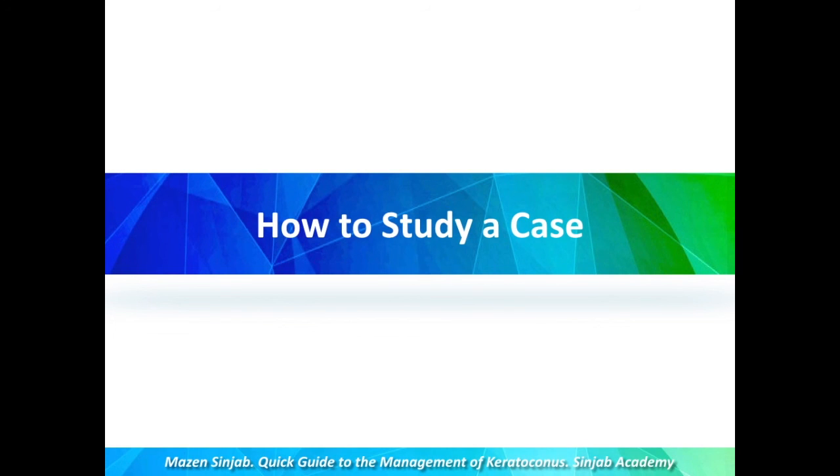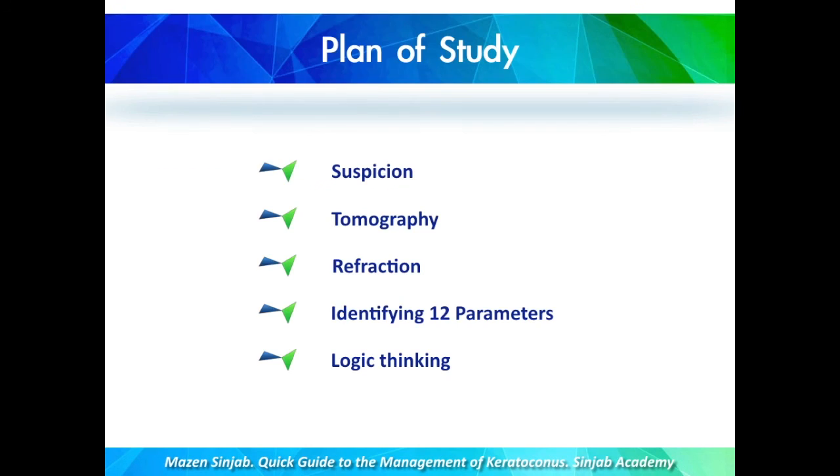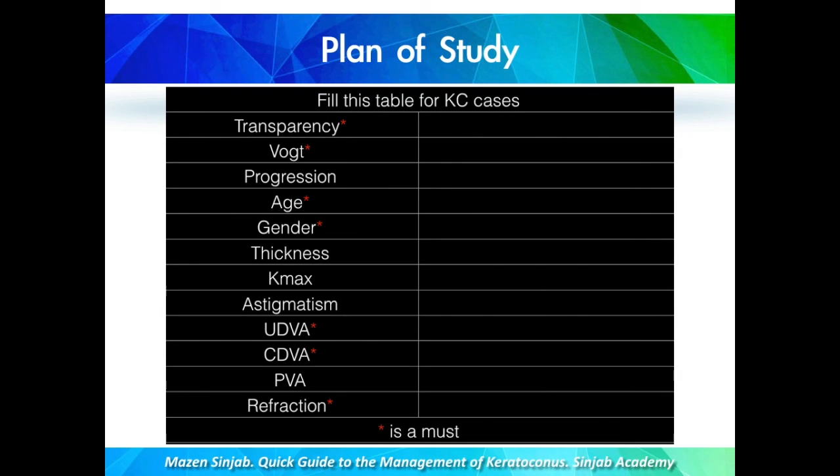Now, let me summarize how to study a case. First of all, you have to follow the 5 steps: suspicion, tomography, accurate refraction, identification of the 12 parameters, and doing the logic thinking. In addition, in order to avoid missing any single information, we have to fill this table.